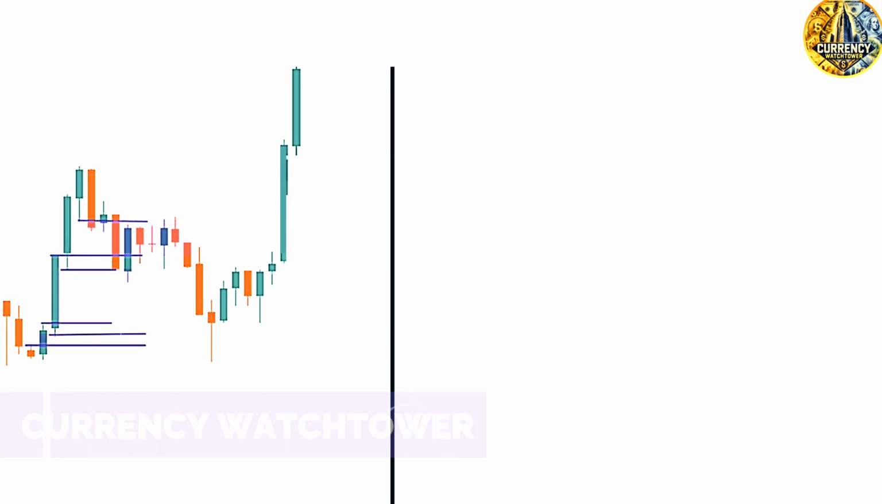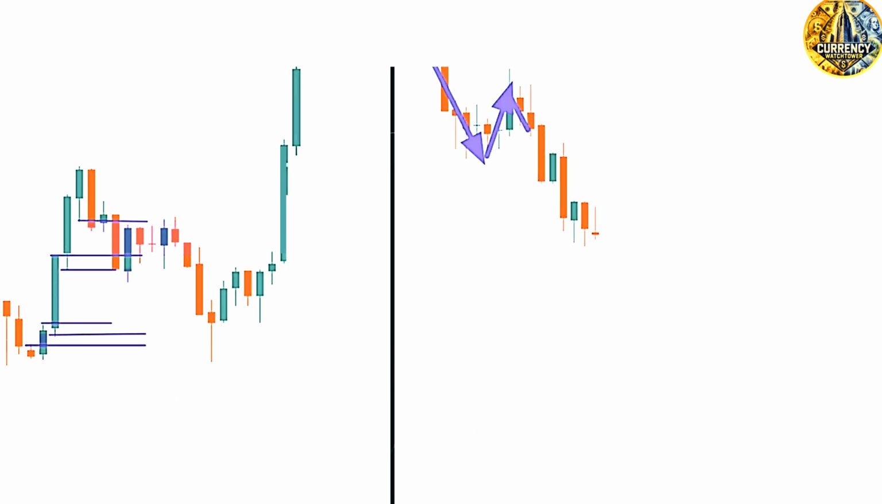Friends, to find the fair value gap in a downtrend market, you simply need to reverse the technique used for an uptrend market. In an uptrend market, to find the fair value gap, we mark the high of the last red candle and the low of the third candle. But in a downtrend market, to find the fair value gap, we mark the low of the last green candle and the high of the third candle.